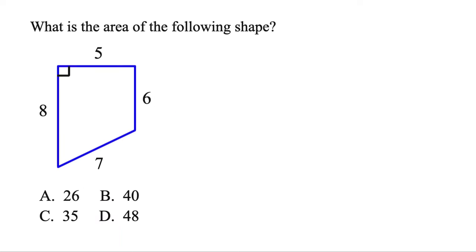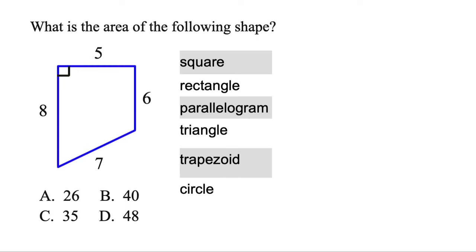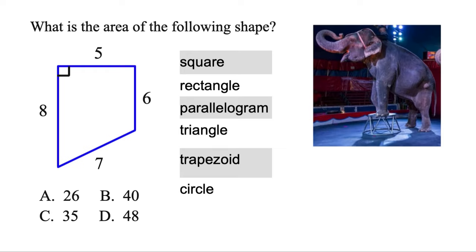Okay, and one last one. You made it. What is the area of the following shape? Now here are all the options for area. What shape is this, do you think? Well, it kind of looks like the thing the elephant stands on at the circus, except ours is sideways. And if you're at the circus, there's probably a trapeze artist, so think trapezoid.